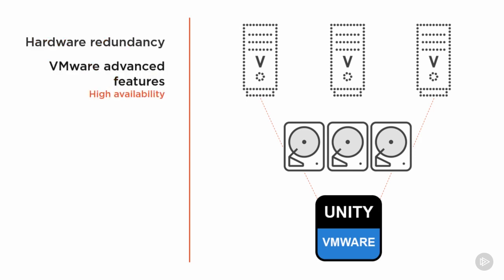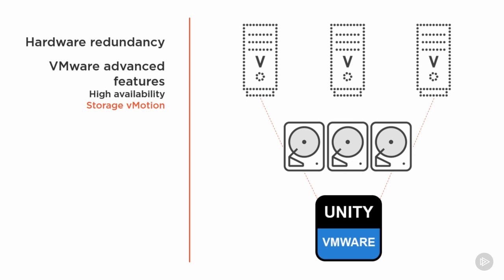VMware advanced features. So the first advanced feature that's associated with this type of environment is high availability. That's just what I spoke of as far as that hardware redundancy goes. So that high availability is the feature or advanced function within VMware that allows you to have your Unity VSA restart automatically on another physical host.